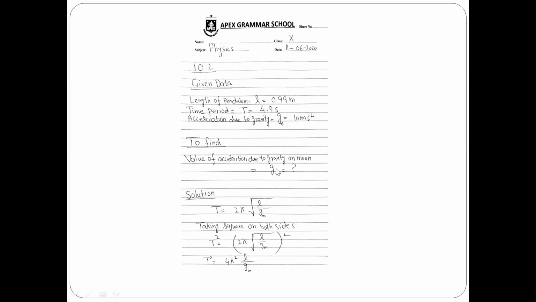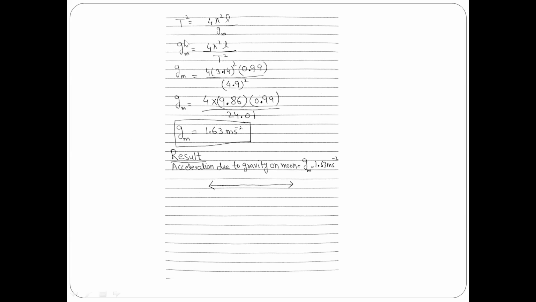We will use the same formula which we did in the 10.1 numerical. Same formula will be used in 10.2 numerical as well. So if we take the square on both sides, T square is equal to 4 pi square L over GM. Now we did it in the last numerical as well. Since we want to find out GM, value of g, acceleration due to gravity on Moon, I am separating this out. I separate this GM out: 4 pi square L over T square.